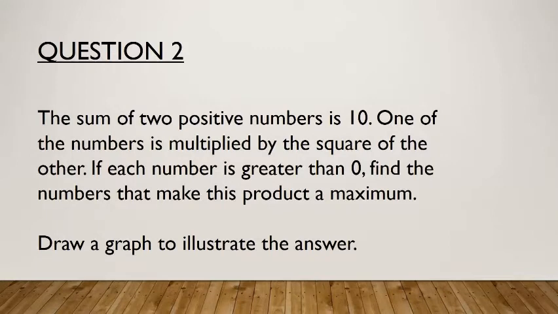Alright, for question 2. The sum of two positive numbers is 10. One of the numbers is multiplied by the square of the other. If each number is greater than 0, find the numbers that make this product a maximum, and draw a graph to illustrate the answer.